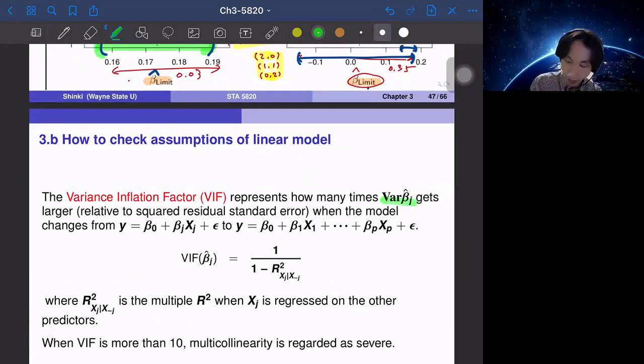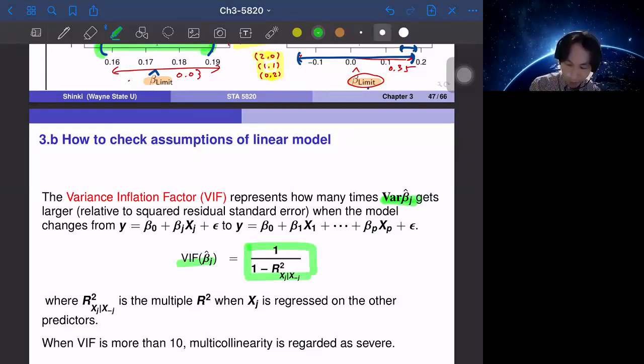So the variance of beta hat. Maybe I should say the square of that. The standard error is the square root of variance. So when the variance of beta hat gets larger, the ratio is called the variance inflation factor. How many times does the variance of beta hat j get larger? And actually, there is a theorem that the variance inflation factor can be calculated as this right-hand side.